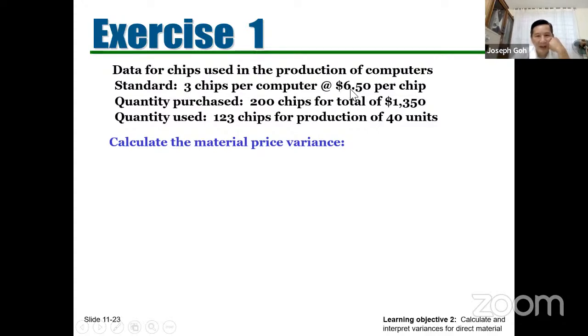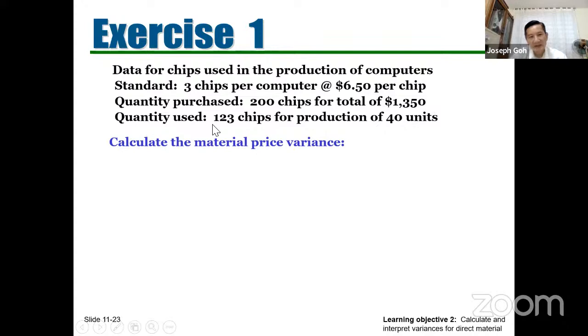So for 3 chips it is 19.5. The quantity purchased is 200 chips for a total of 1350. It means the 200 quantity purchased has this total price. They will ask you what is the actual price per chip for the quantity purchased. Simple, you can just use 1350 and divide by 200, and you already know the price per chip.